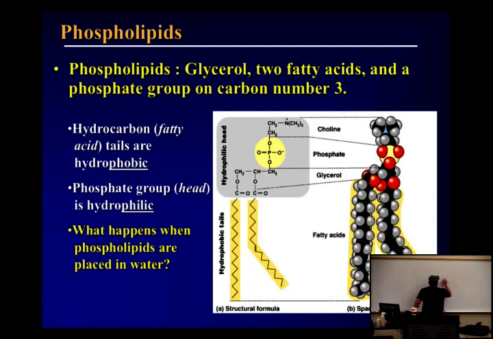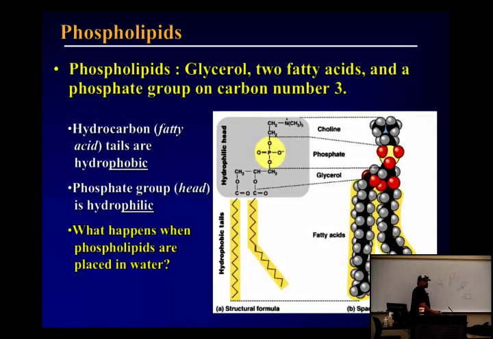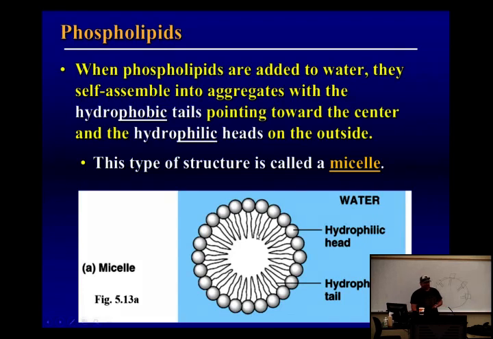If I were to take a bunch of these and put them in water and shake it up, what kind of orientation do you think it would take on? How are they going to orient themselves? So all the tails are going to be afraid of the water, right? So they're going to hide, and all the heads like the water, so they're going to be on the outside. So these things self-arrange into these things called micelles, which looks like this, right?